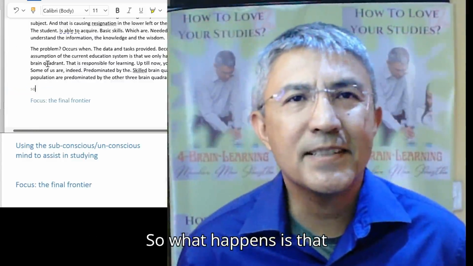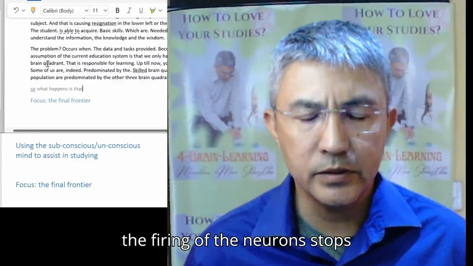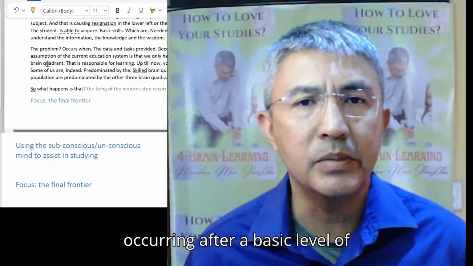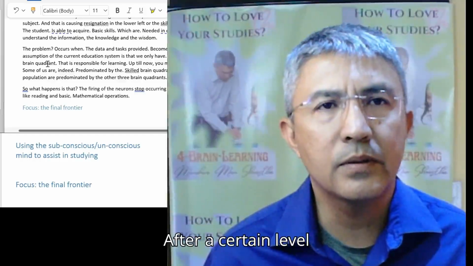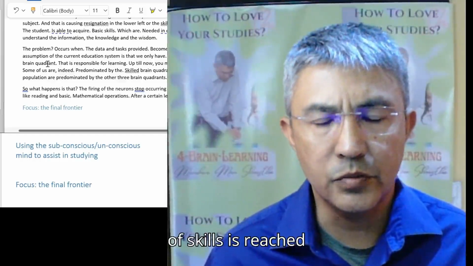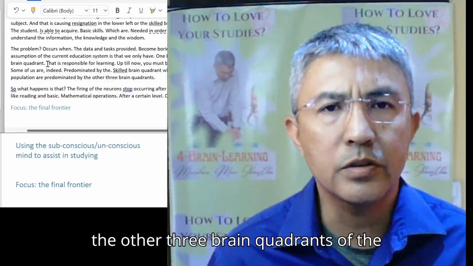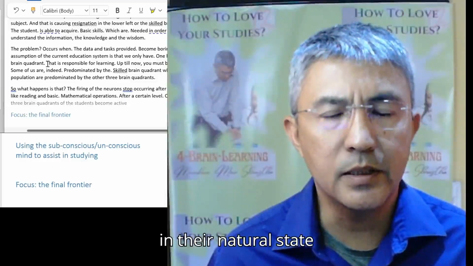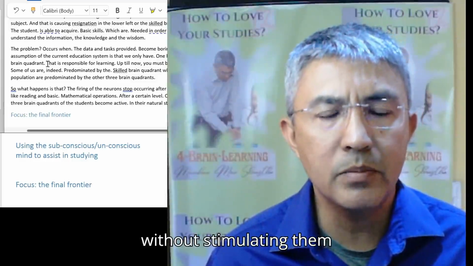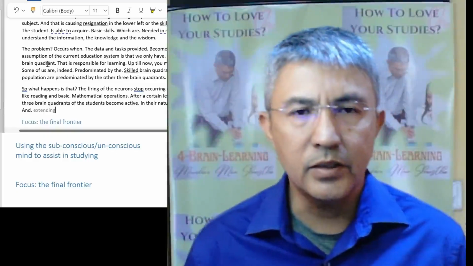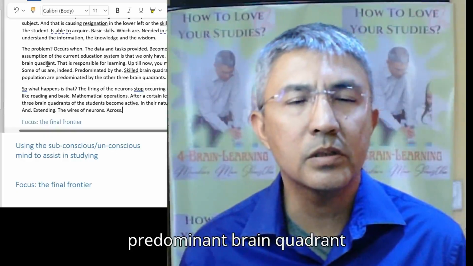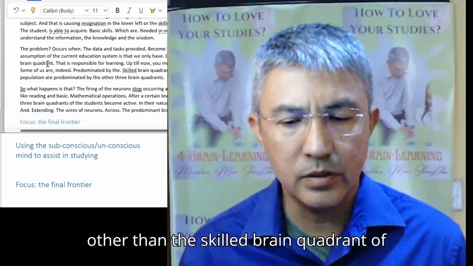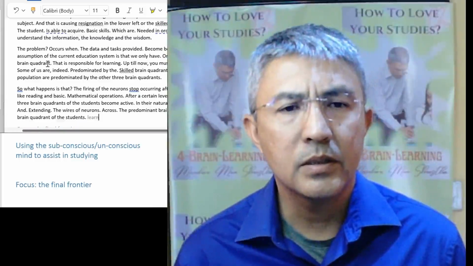So what happens is that the firing of the neurons stops occurring after a basic level of skills is attained, like reading and basic mathematical operations. After a certain level of skills is reached, the other three brain quadrants of the students become active in their natural state. Without stimulating them and extending the wires of neurons across the predominant brain quadrant other than the skill brain quadrant of the student, learning is stalled.